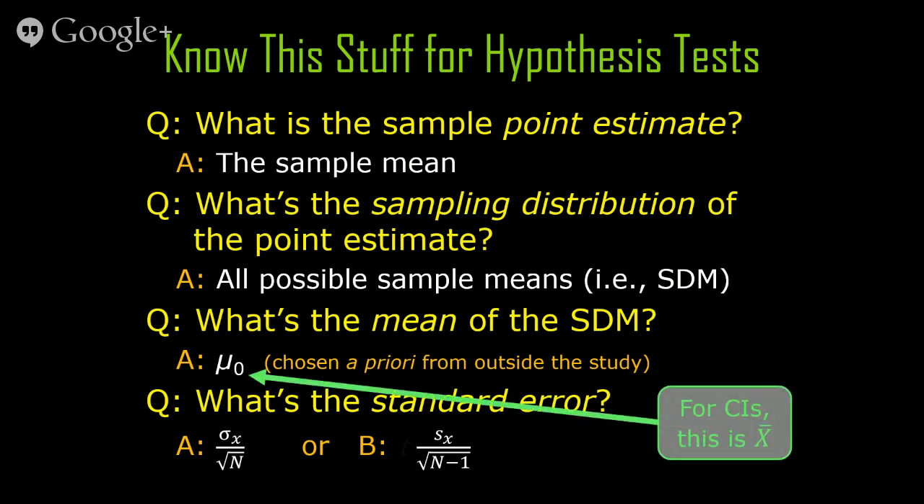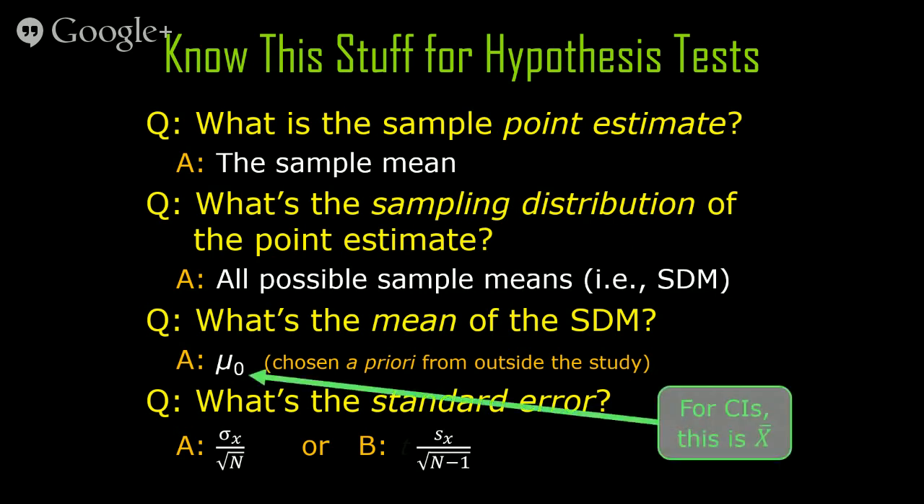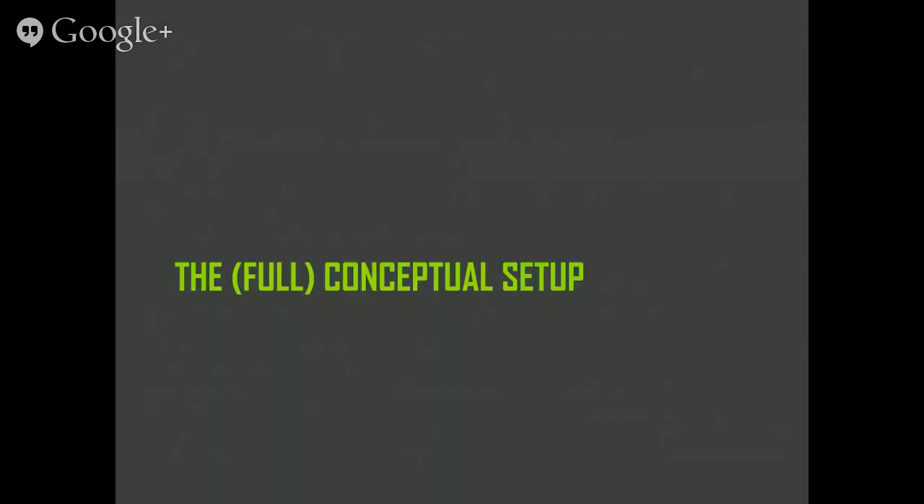For confidence intervals, this was the sample mean, remember this. But for hypothesis tests, it's the null hypothesis mean. So that's a difference between confidence intervals and hypothesis tests.